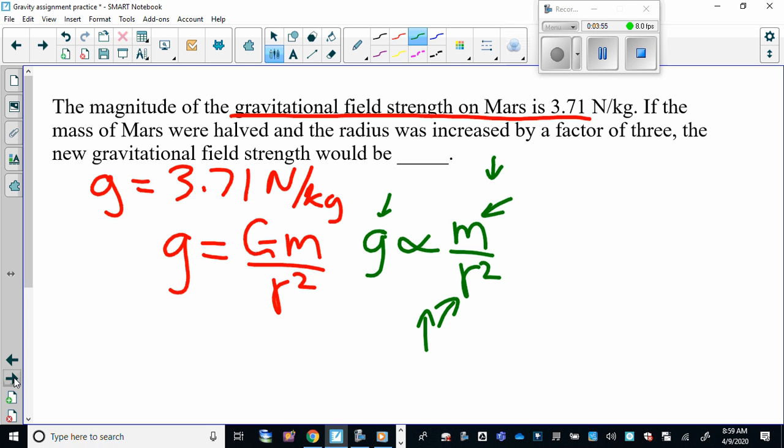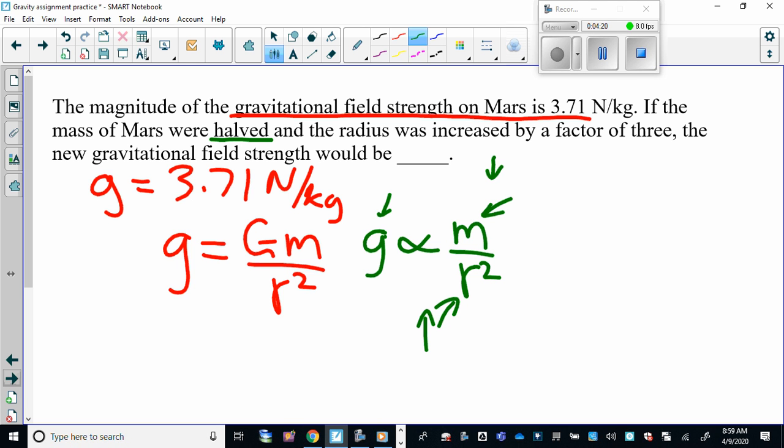So we should know right away that the answer is going to be considerably less than 3.71, because all of a sudden the planet has half the mass and it's 3 times as big. So the gravitational field strength of this new planet is going to be quite low. Here's how we do it. We just plug these factors in.